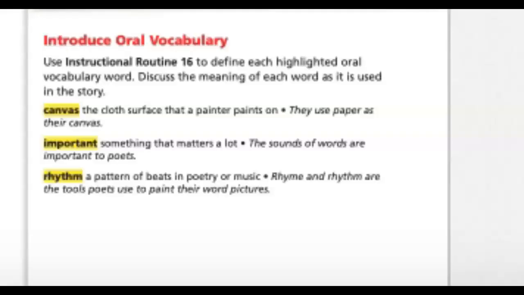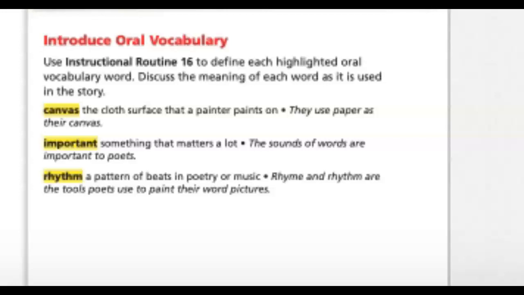Let's get started on some vocab warm-up. Introduce oral vocabulary. So as you saw in our story, we saw a lot of our vocabulary words and we also said them. But now let's find out what each of these words mean.